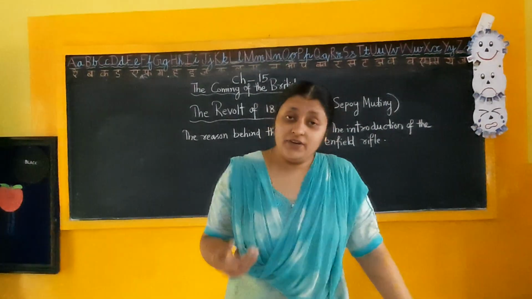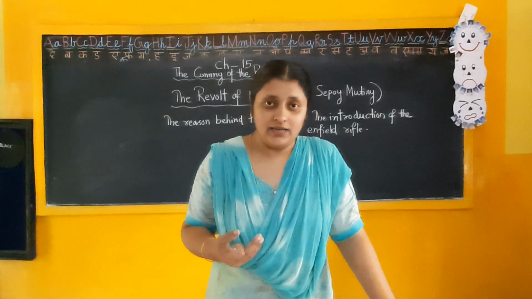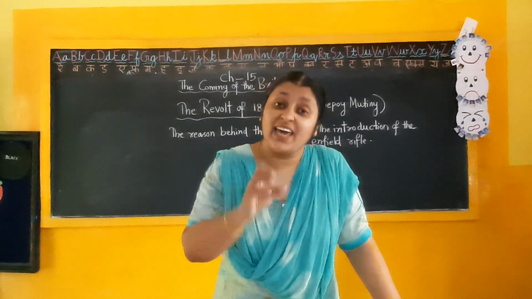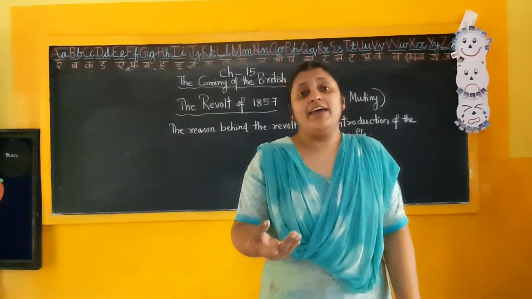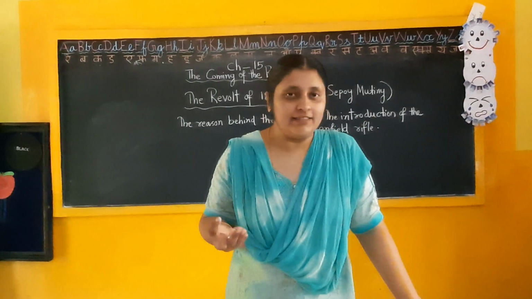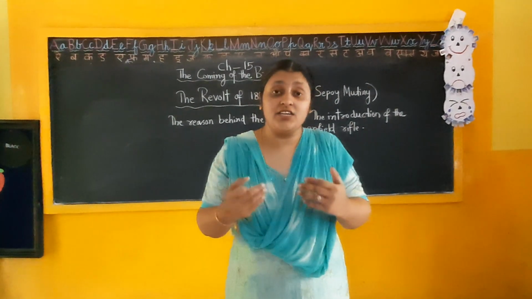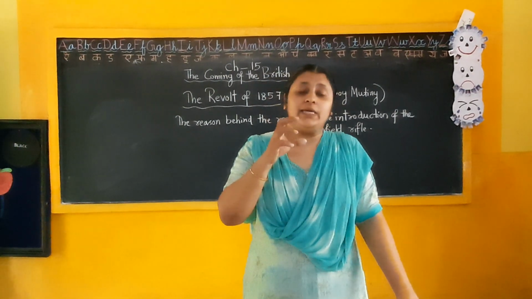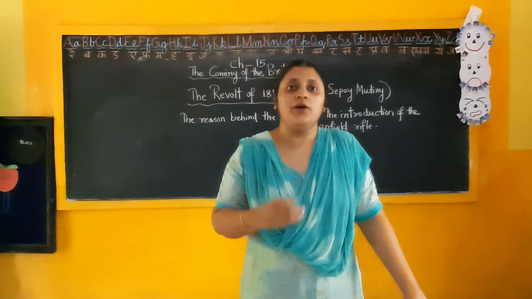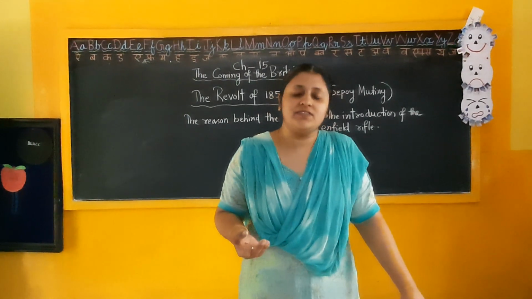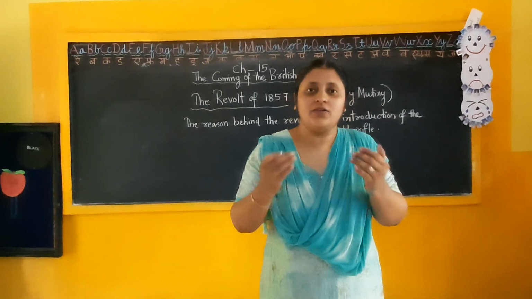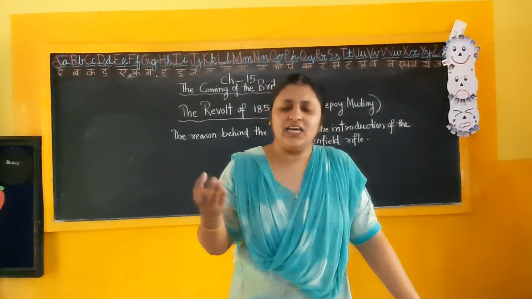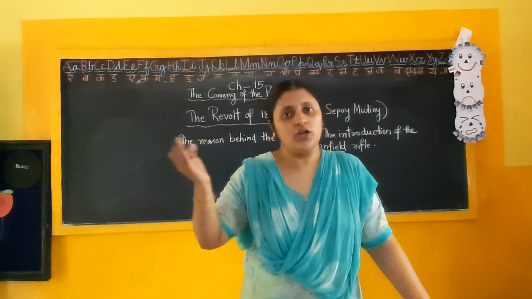And after that, what happened? The rule of the English East India Company ended in India, and the rule was handed over to Queen Victoria. She was the Queen of England at that time. She said that she would be the Empress of India, and on behalf of Queen Victoria, one person would come to India and govern. That person is given a particular name, Viceroy. Viceroy means a person governing a particular state or province, a representative. Simply, he is a representative of that particular king or queen.